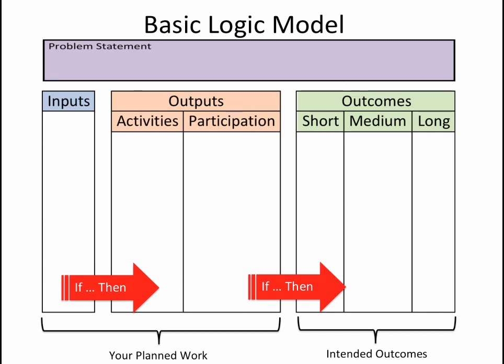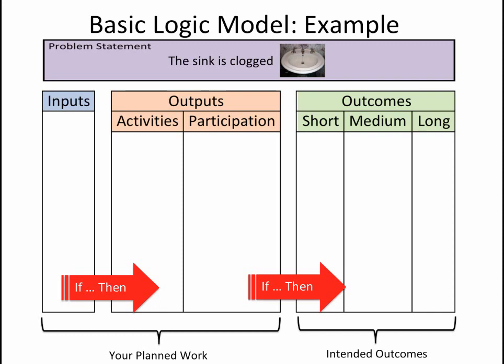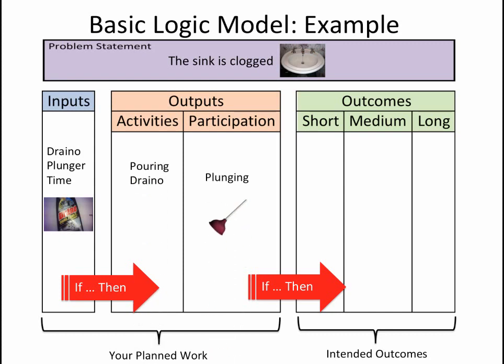Understanding a logic model is like following a series of if-then statements. If physical and human resources are input into a program, then outputs or activities result. If outputs result, then outcomes are achieved. Outcomes are changes in the program participants. Let us consider a simple example, a clogged sink. If I have some resources like Drano or a plunger and some time, then I can address the problem. If I have these resources or inputs, then I can perform the activities of pouring the Drano and plunging the sink. If I perform these activities or outputs, then the clog will be removed. The outcome is the proper functioning of the sink.